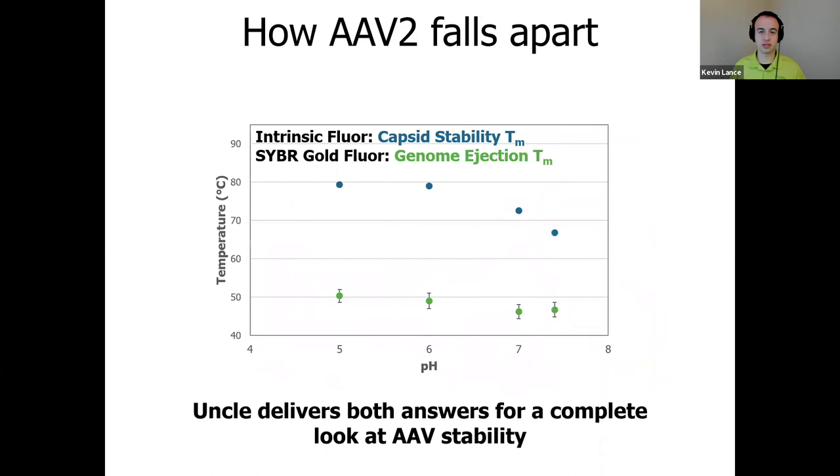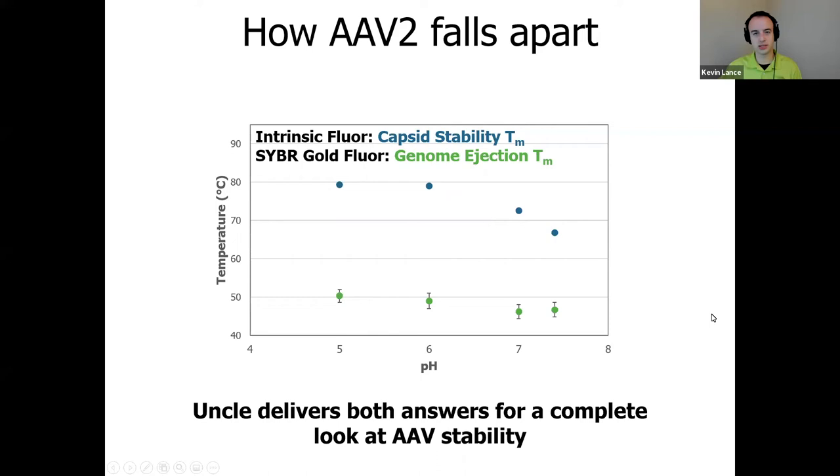If we plot that result next to the capsid unfolding result, we'll see the intrinsic fluorescence driving the capsid stability behavior in blue, where the melting temperature decreases at more neutral pHs. And the genome ejection behavior from a SYBR Gold fluorescence experiment also shows a very similar trend, where that behavior decreases at the more neutral pHs.